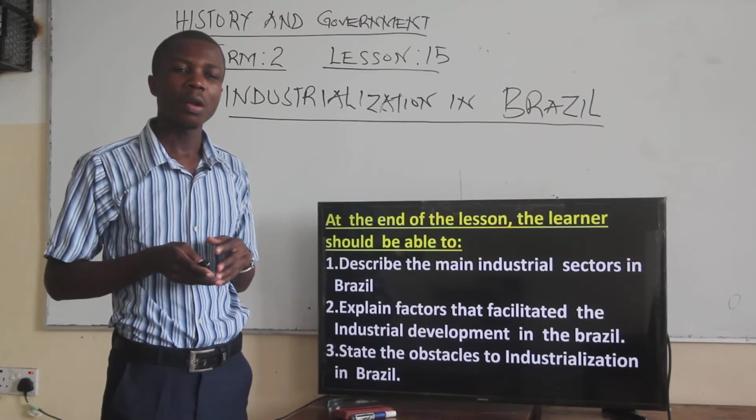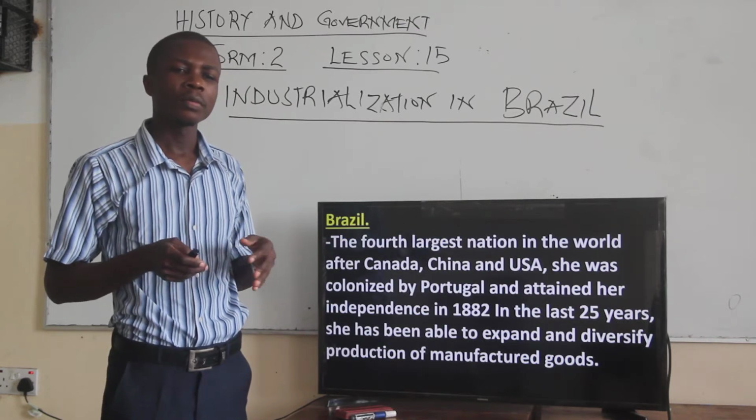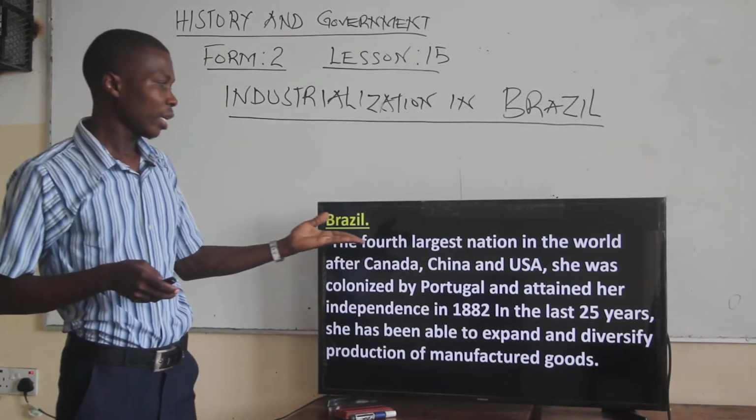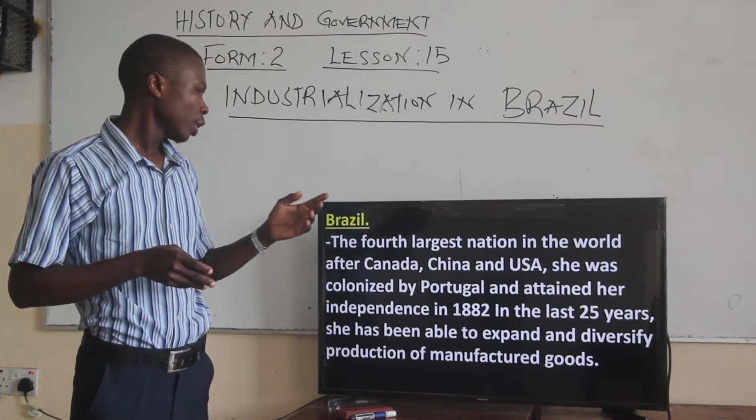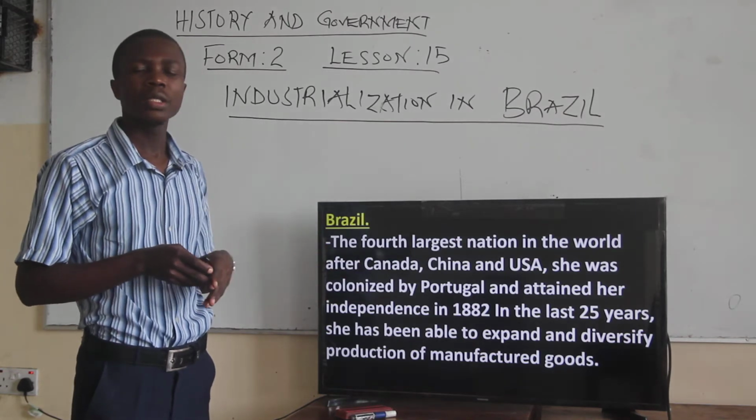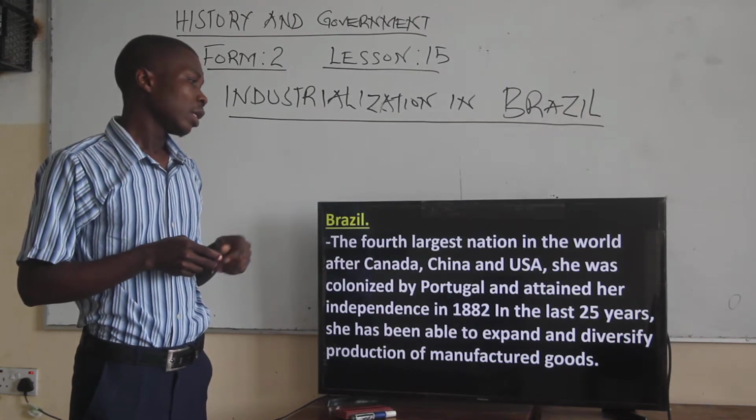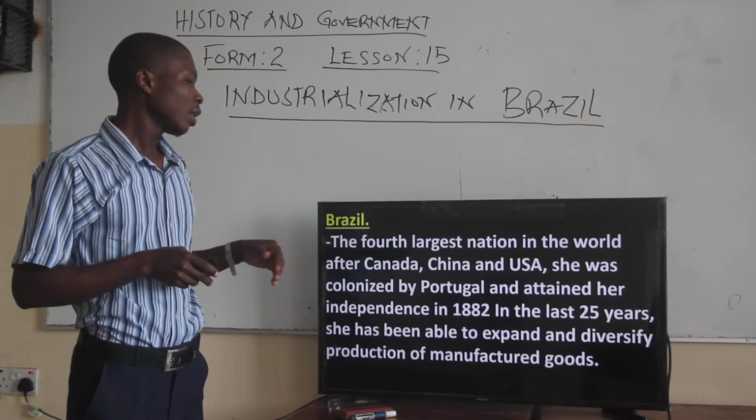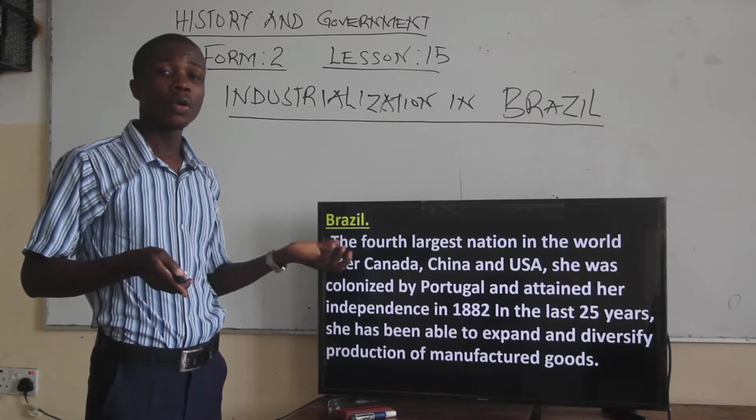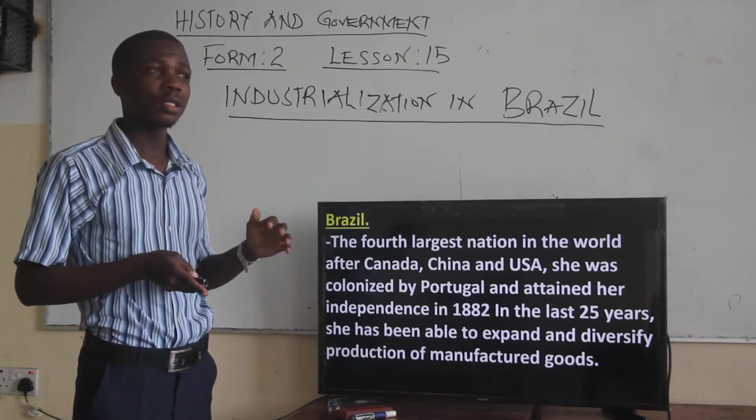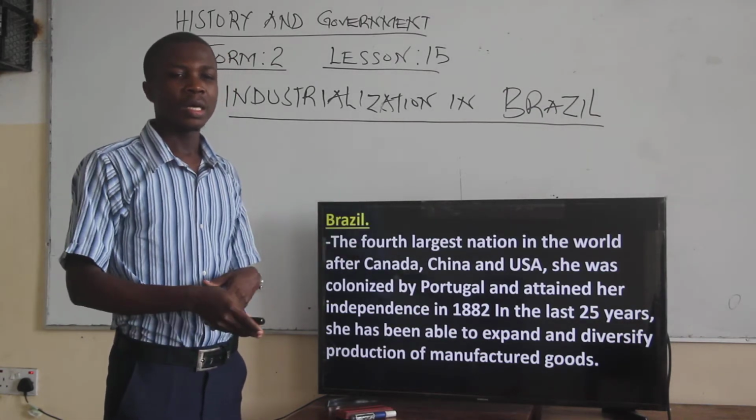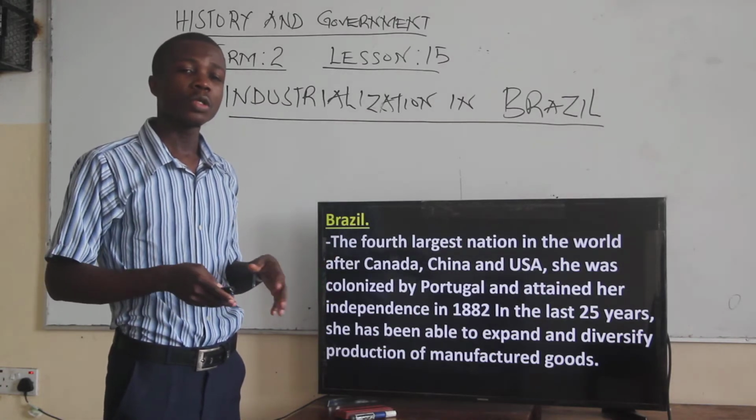Let's start with Brazil. Brazil is the fourth largest in the world after Canada, China, and the United States of America. She was colonized by Portugal and attained her independence in 1822. In the last 25 years, she has been able to expand and diversify the production of manufactured goods. So after attaining independence, this is where we can start diversifying, increasing and expanding our production of manufactured goods in different fields.